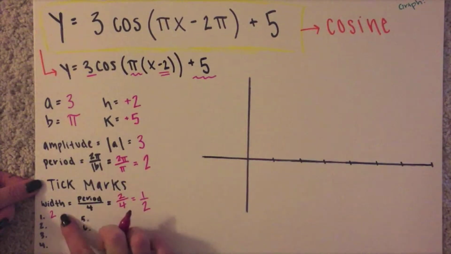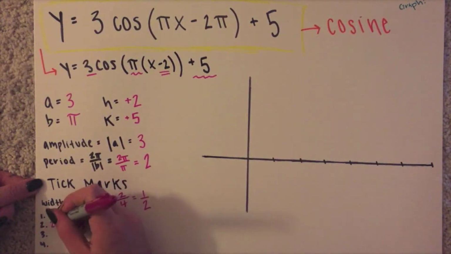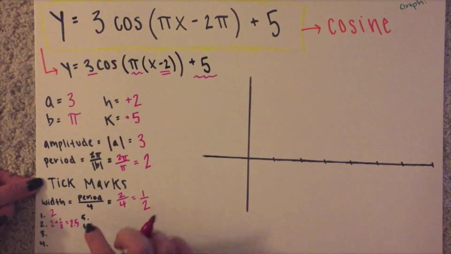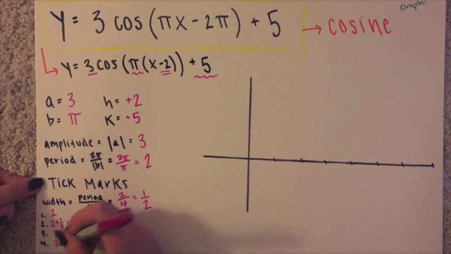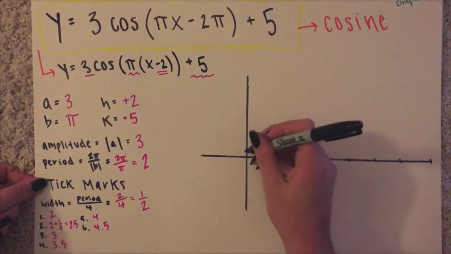So we're going to start off at 2 and then add 1/2 to get 2.5. And we're going to repeat that process by adding the width, which is 1/2, again and again, which could be 3, 3.5, 4, 4.5, and so on.